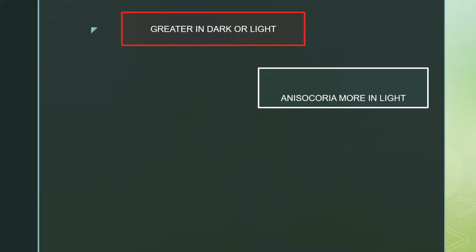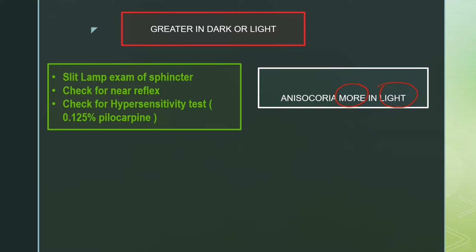Let's talk about the other end of the spectrum, in which the anisocoria is becoming greater in the presence of light. Now, as I already explained, whenever the anisocoria is becoming greater in light, it is a problem of the pupil which is dilated because it is failing to constrict in the presence of light. So for such a condition, what do you do next? You will examine the patient for sphincter abnormalities, okay?